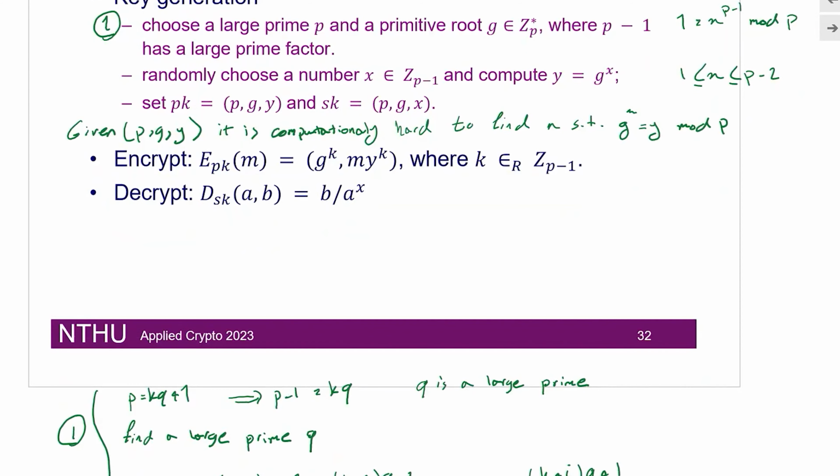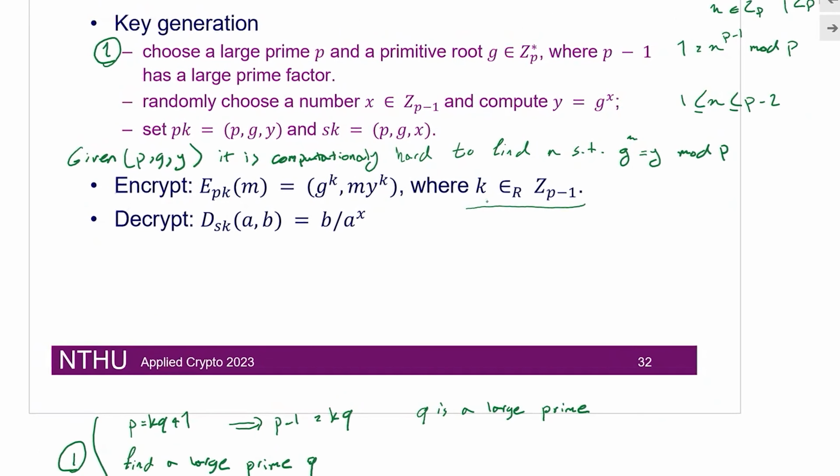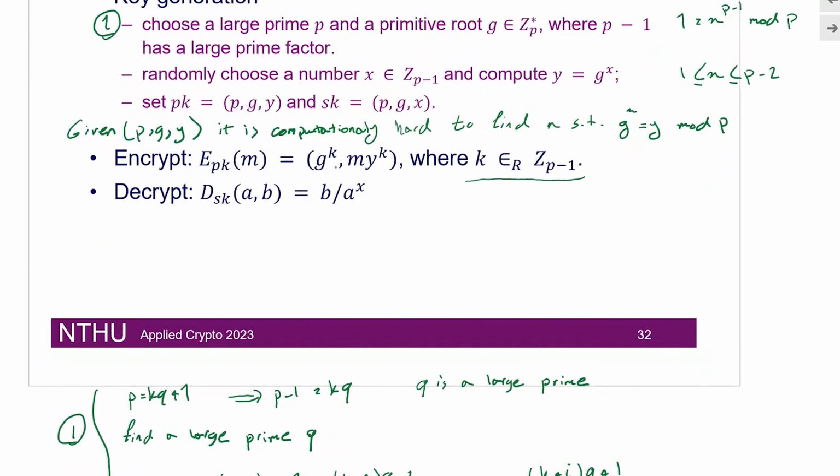So now let's look into the encryption and decryption. In order to encrypt the message M under this public key, we do one thing. We generate a random number K. Sometimes you just use R, but over here we use K. So you find a random element from Z_{p-1}, so it could be from 1 to p minus 2. And then we do this computation: g to the K, and then y to the power K multiplied by M.